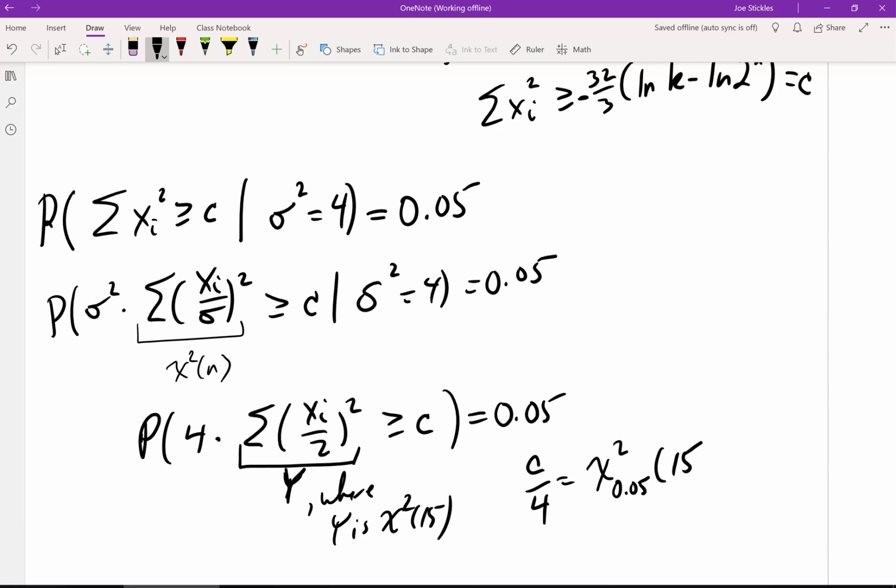So you can do this in Excel using your chi-square inverse right tail, or you can do it by looking it up in your book, assuming I can get to the right page, since I don't really feel like flipping over to Excel. At 0.05 for 15 degrees of freedom, it's 25.00. So the C must be 100 in this case.